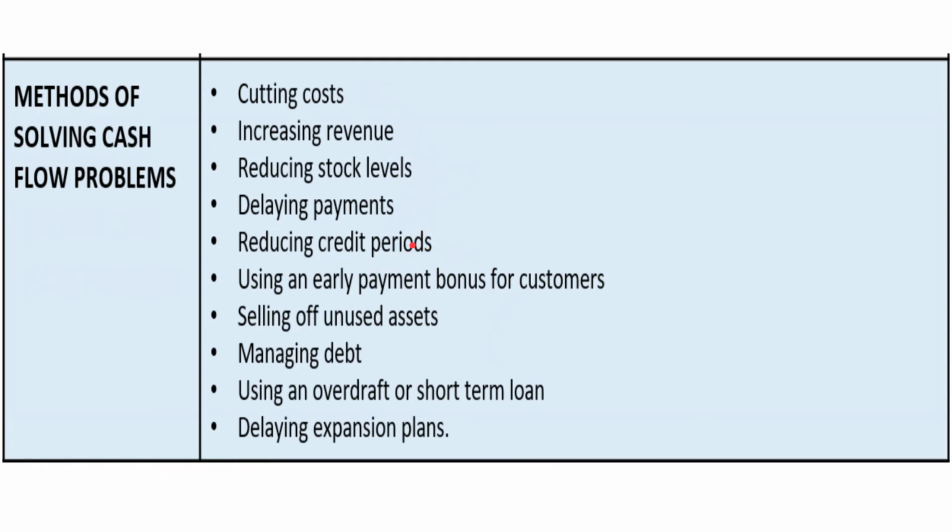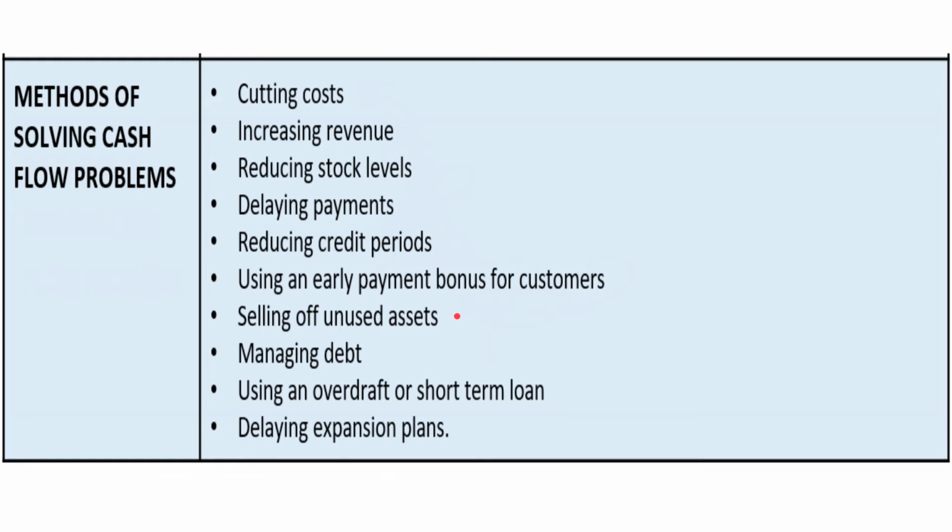Okay, so it could be for your customers, though, you want to only offer 15 days in terms of actually getting paid. So you only offer 15 days credit, but you ask for 30 days credit from your suppliers. So you can also use an early payment bonus. This is where if you pay within a week, say, you offer 5% off.